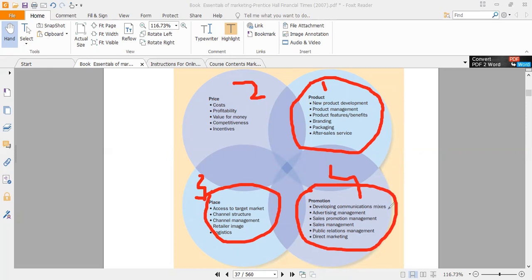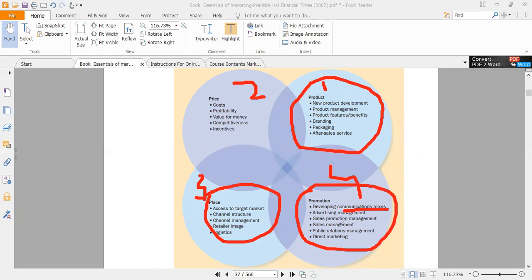Promotion is developing the communication mixes. Now we are talking about the communication mix. Communication mix has been using the different communication strategies, communication devices, communication channels to promote your product. Fine, अब उसकी डिटेल में हम बात कर लेंगे.